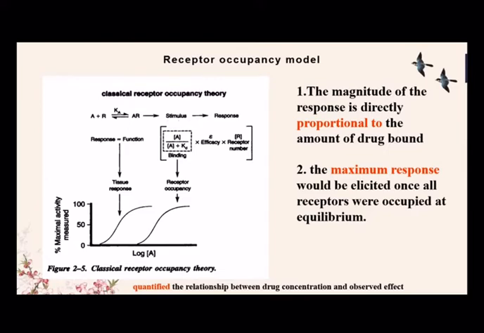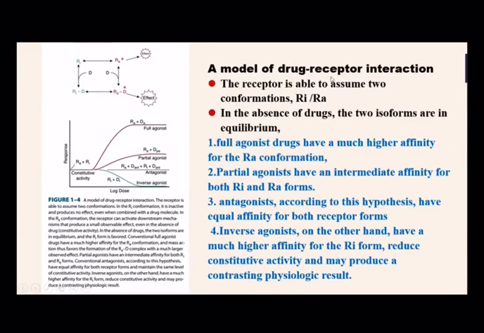So, there are some other models to supplement it. I will introduce you to another model, a model of drug-receptor interaction. The theory is that the receptor is able to assume two conformations, Ri and Ra. Ri is the inactive receptor, Ra is the active receptor. If the drug binds to Ri, it couldn't produce an effect. If the drug binds to Ra, it could produce the observed effect. In the absence of the drug, the two isoforms are in equilibrium.